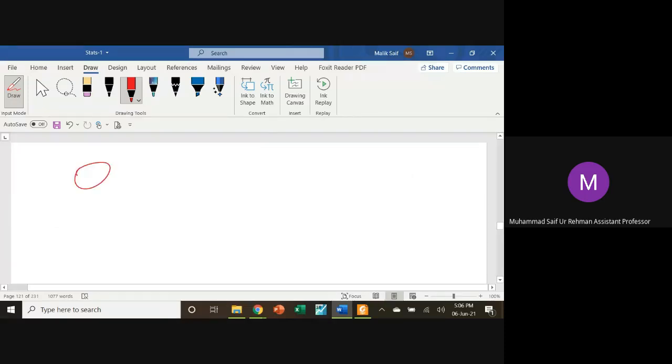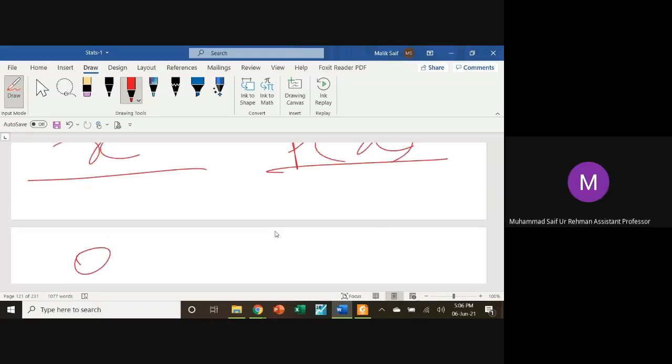So no head, 1 head, 2 heads, 3 heads, 4 heads, or 5 heads. Yes, it is the last table that I am going to make.